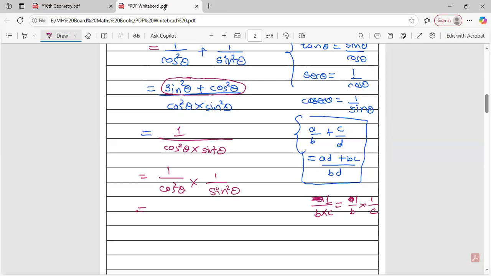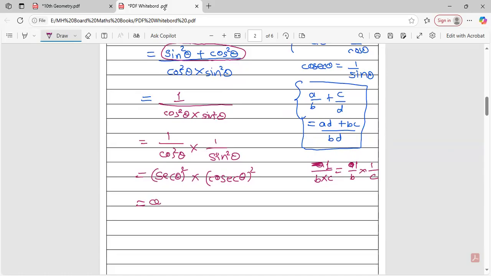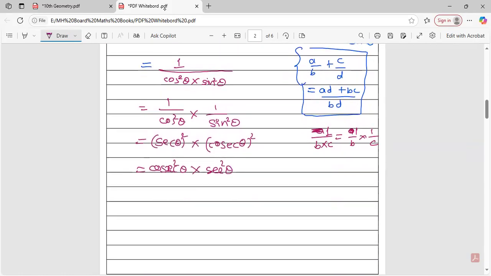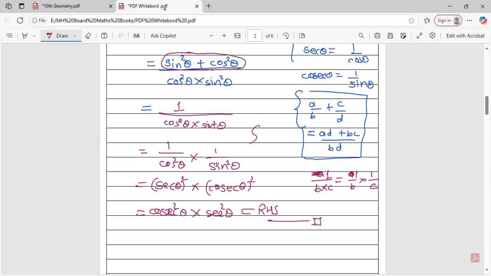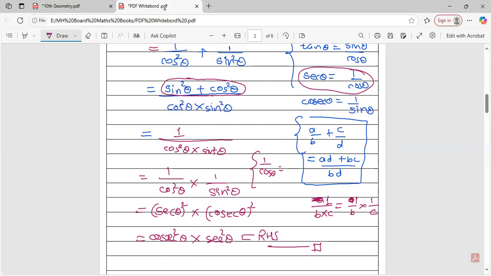Now see, 1 upon cos theta is what? Sec theta, its square, into 1 upon sin theta, which is cosec theta, its square. So it is nothing but cosec square theta into sec square theta, or sec square theta into cosec square theta, whatever order you want to write it. It is nothing but the RHS. It was quite simple. Right, we used 1 upon cos theta as sec theta and 1 upon sin theta as cosec theta. These two things we used here.